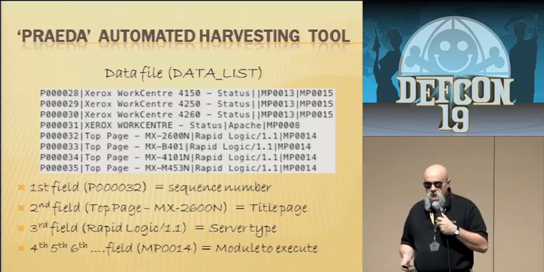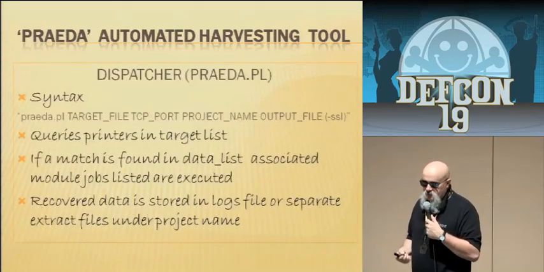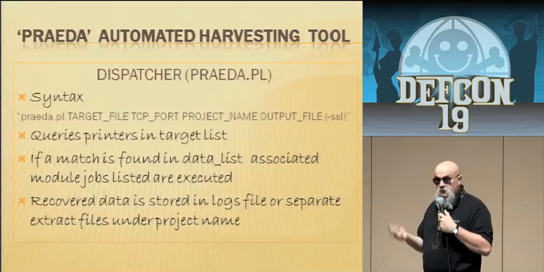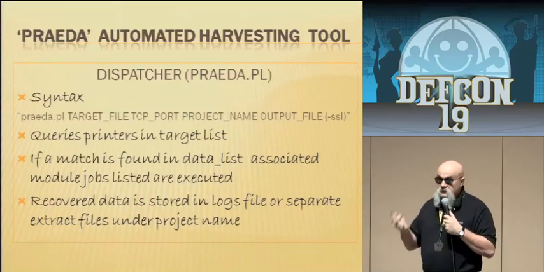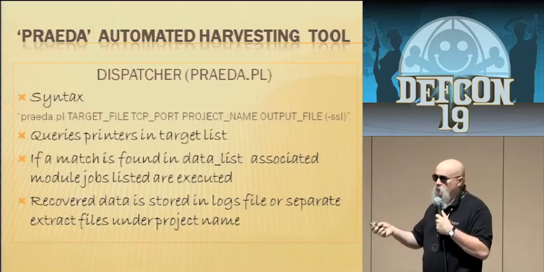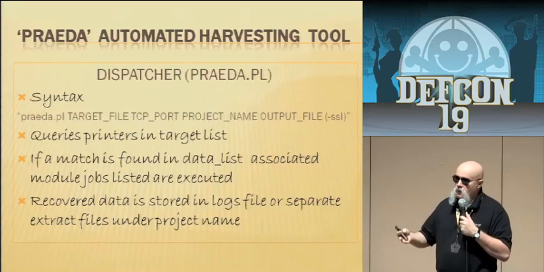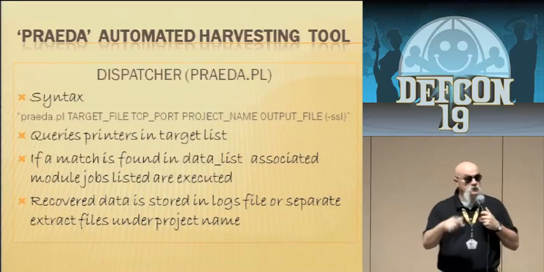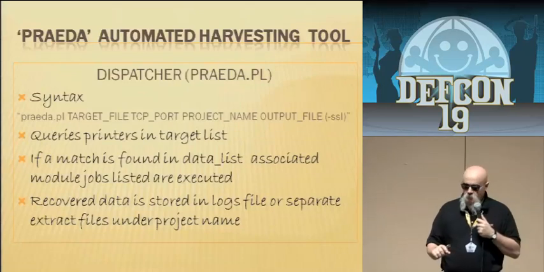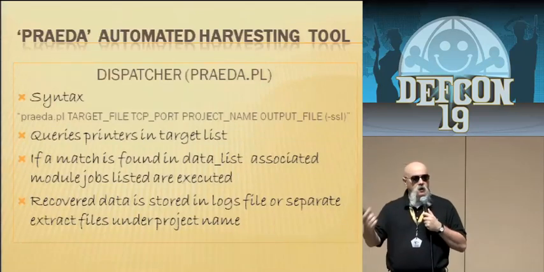attacks with. So generally the tool syntax is Pwnd.pl, the target file, the TCP port you want to go to, whether it's 80, 443, 8080, 8000, and then also the project name, what you want to call the project. So that creates a folder, project name creates a folder, and the output file is a log file that's generated.